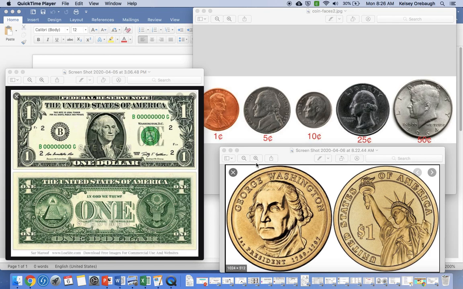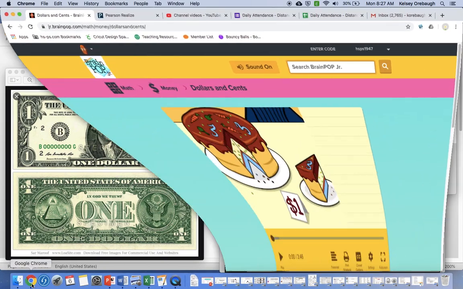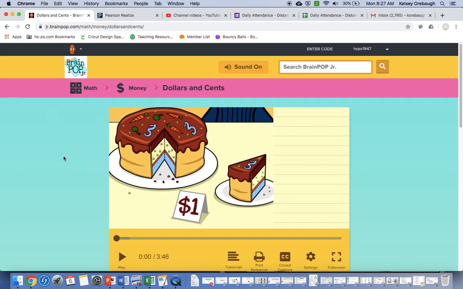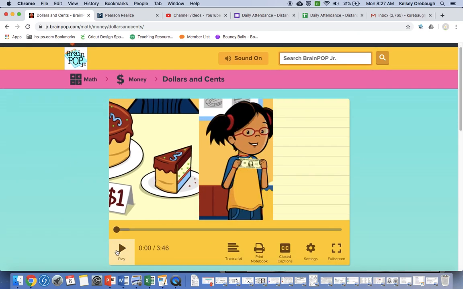So one more time, let's review. We have a penny, a nickel, a dime, a quarter, a half dollar, a dollar coin, and a dollar bill. We're also going to review all of these coins before we watch our Envision Pearson Realize video. We're going to watch a video by Annie and Moby on BrainPop that you also have access to called Dollars and Cents. So let's get started there.